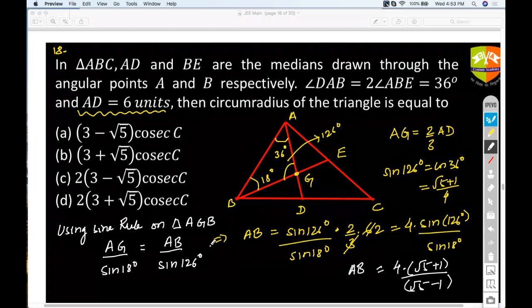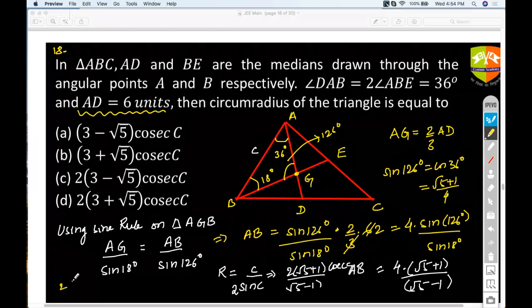Correct? Now, if I know AB, that means I know small c. And we know that circumcircle radius is c by 2 sine of C. Correct? If you drop the factor of 2 from here, and c is your AB, so it's going to be 2 times root 5 plus 1 by root 5 minus 1 cosec of C. So let's rationalize the denominator over here.